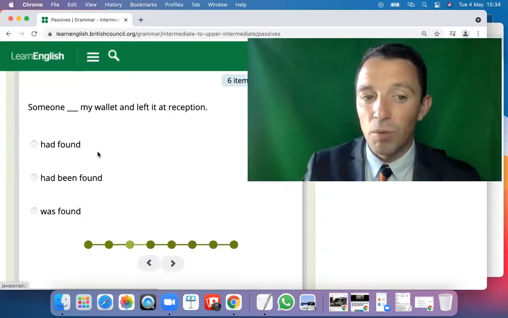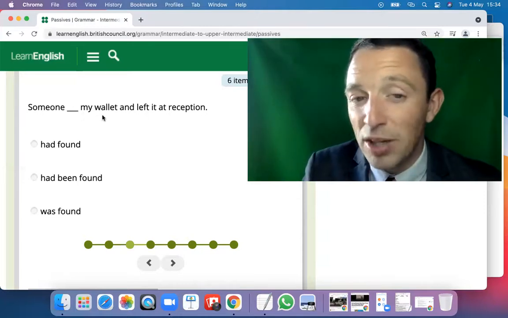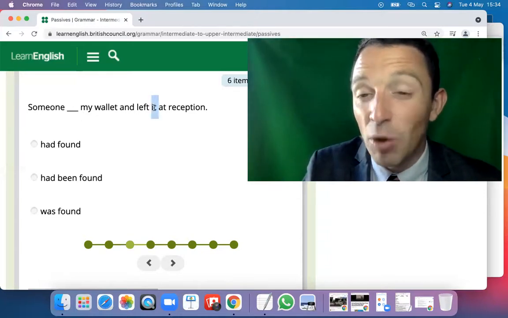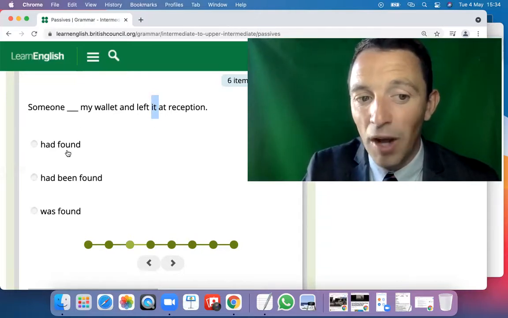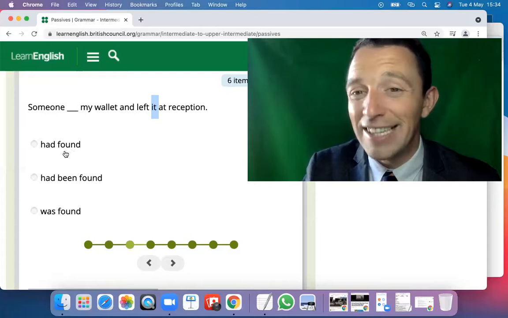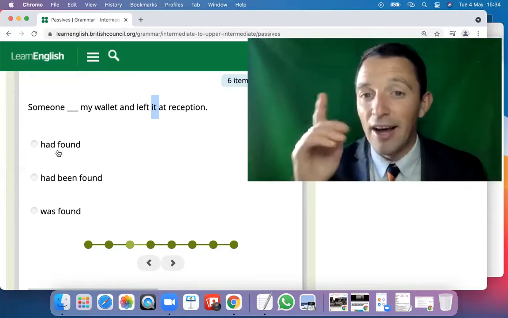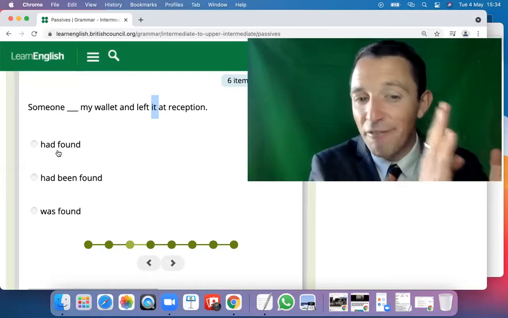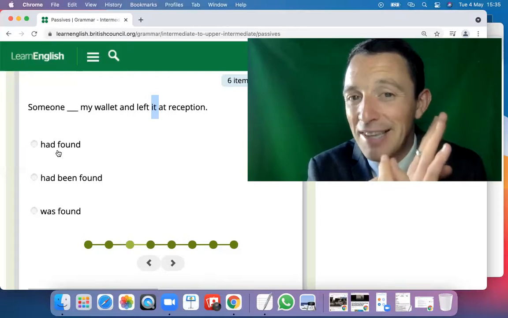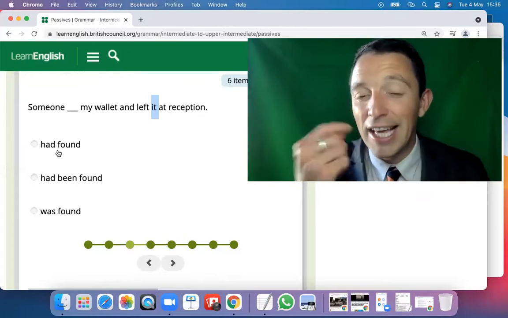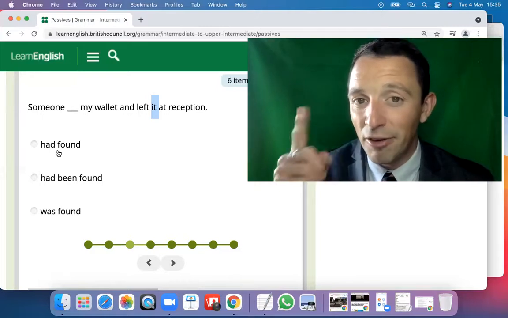The next question, someone is the focus of the sentence. The wallet is another object or subject, we don't know, and left the wallet at, for location, the reception. Someone had found my wallet and left it at the reception. For me, that's a definite possibility, because this is just the past perfect of the verb to find. I find, you found, someone had found, and normally we use the past perfect before another action in the past simple. And you can see the verb to leave is constructed here in the past simple. So for me, that's a big possibility, the first option.